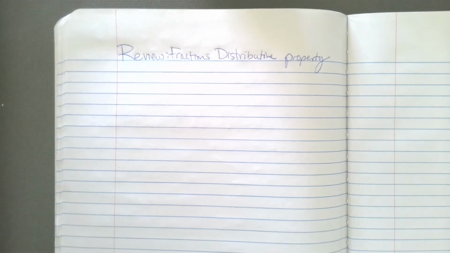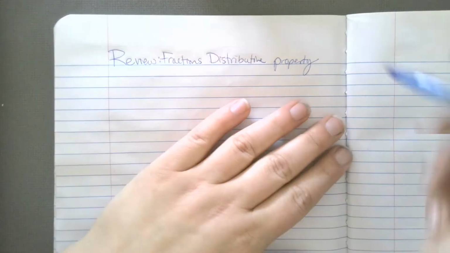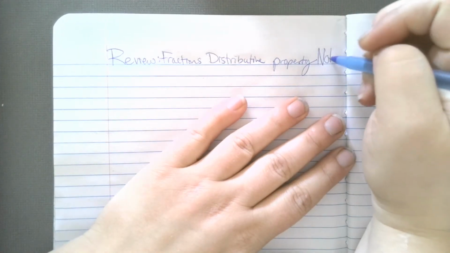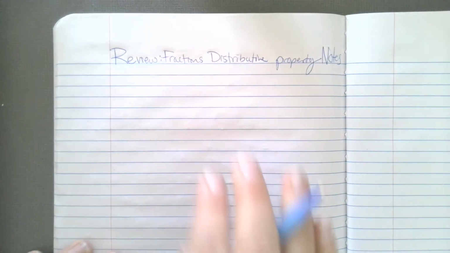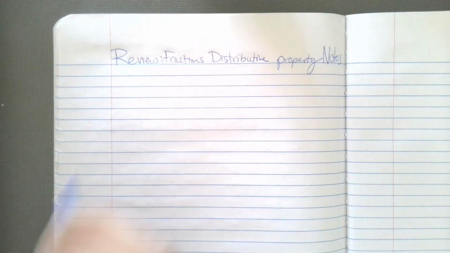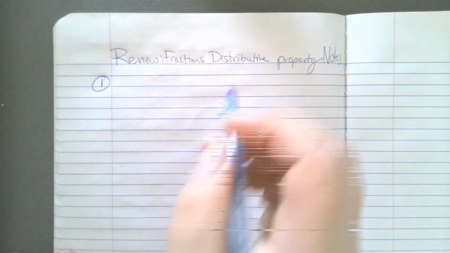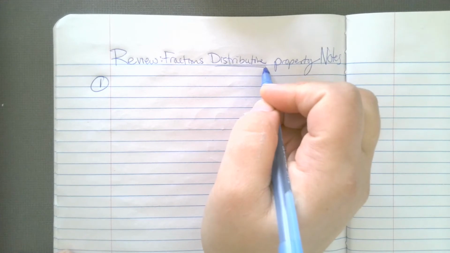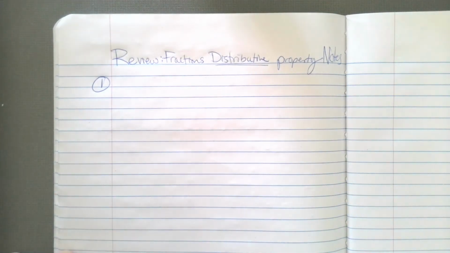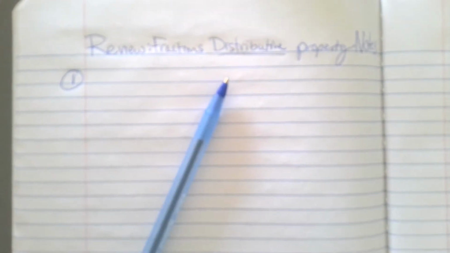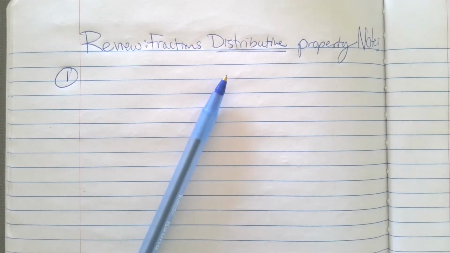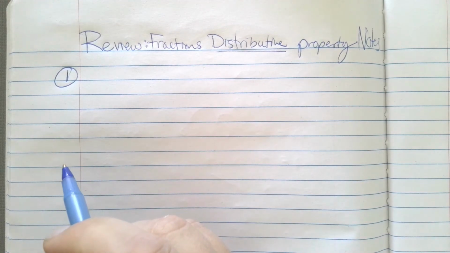So we're going to review some things. I'm going to just write that this is our notes, because I'm seeing that a lot of people are getting confused between their notes and their assignment. So we're going to review first the distributive property, then we're going to start throwing some fractions at you. That did not focus very well at all. For some reason it can focus on a pen but not the paper.